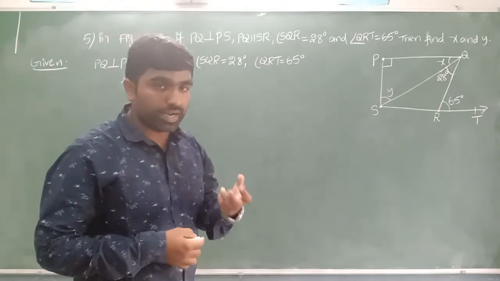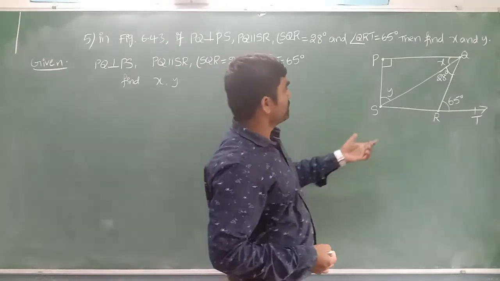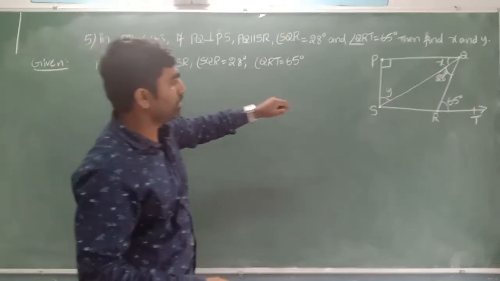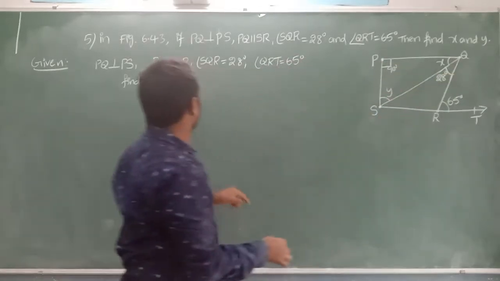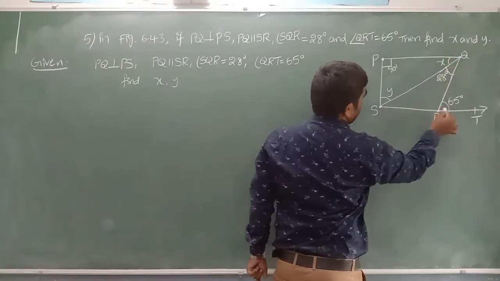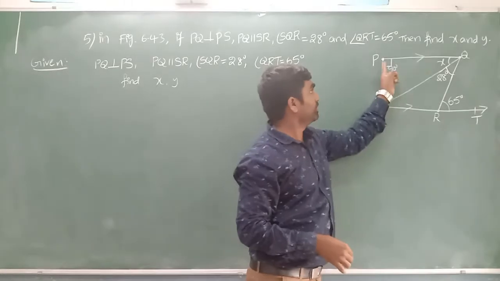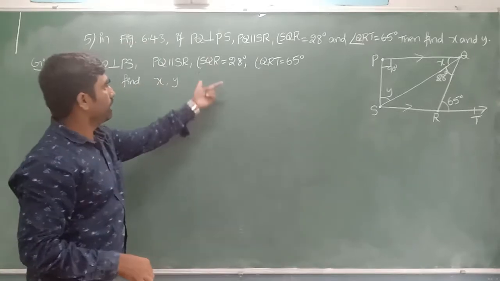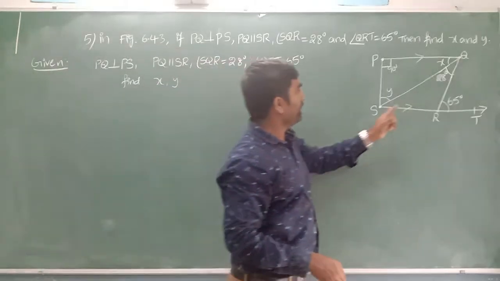Once you are thorough with the transversal concept and exterior angle property, it will be easy for us. Now see, they gave PQ perpendicular to PS, which means the line segment PQ makes a right angle, 90 degrees, on PS. And PQ is parallel to SR. If two lines are parallel, we represent them with this arrow mark. These two lines PQ and SR are parallel, and they gave these two angles also. Now think about x and y.